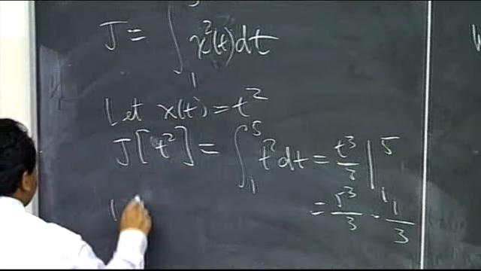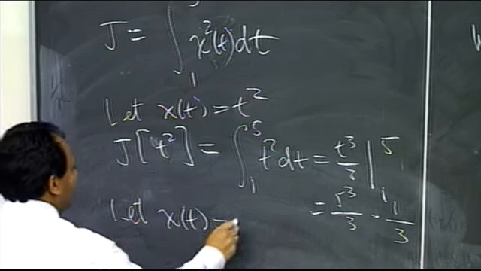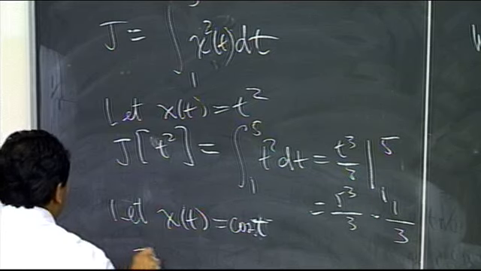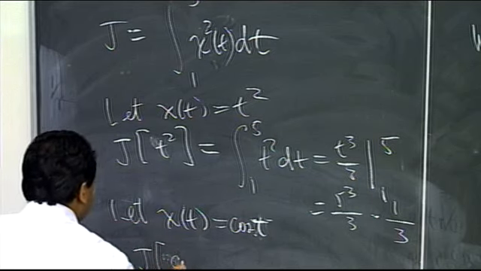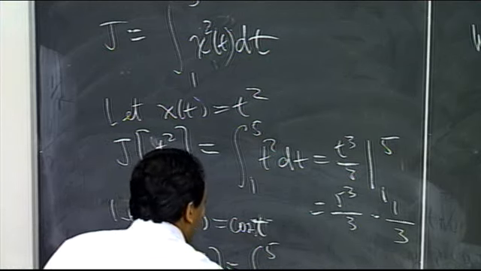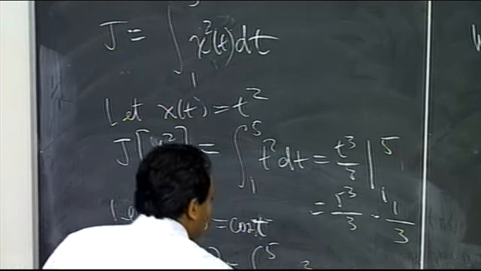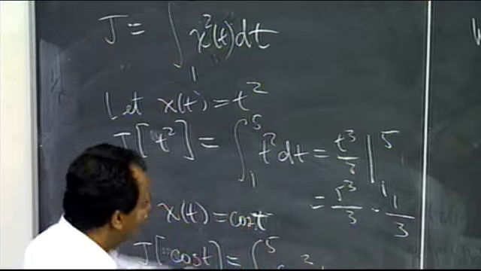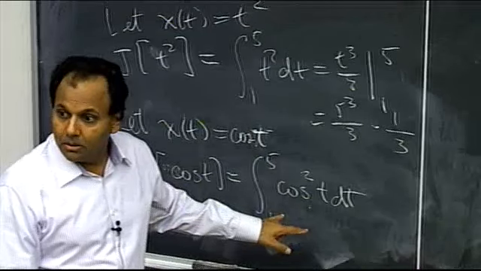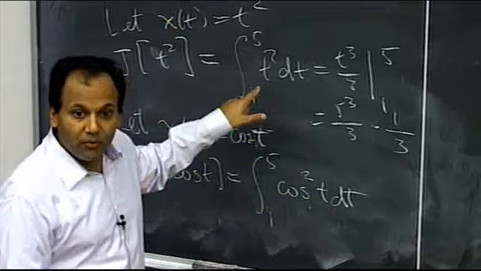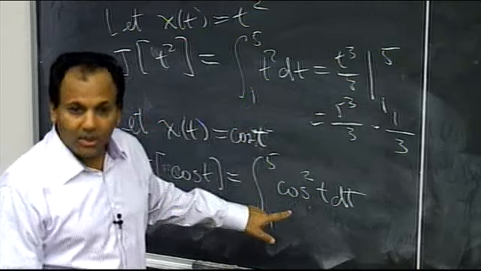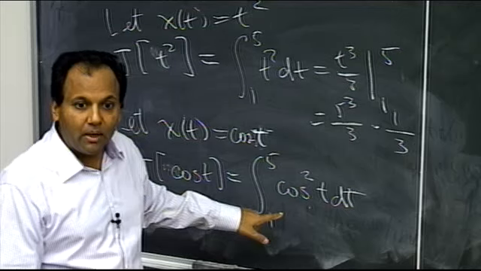What if I say let x of t equal cosine of t? Now what do I get? I get J applied to cosine of t is equal to the integral from 1 to 5 of cosine squared t dt. I don't want to integrate it. But is that a function of t? It is? Is it really? Is it any more a function of t than this is? Why is this a function of t? Because you can't just come up with a nice clean answer for it?